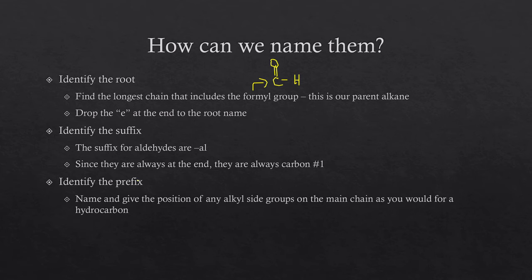Since the formyl group has to be found at the very end, that will always be our carbon number 1. So the numbering will be a little bit easier if you're confused about where to start. You just need to find where the formyl group is.